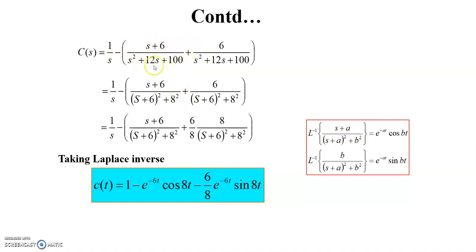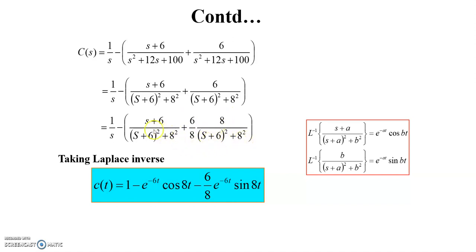So (S plus 6) divided by S square plus 12S plus 100, plus 6 divided by S square plus 12S plus 100. So you can write this as (S plus 6) whole square, and the remaining 64 is there. The denominator you can split like this: (S plus 6) divided by (S plus 6) whole square plus 8 square, plus, multiplying and dividing the numerator and denominator of the third term by 8, 6 by 8 into 8 divided by (S plus 6) whole square plus 8 square.